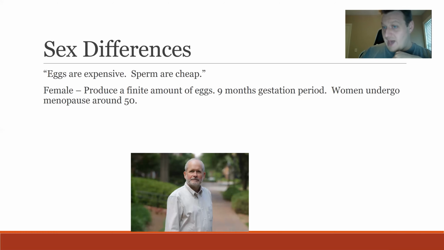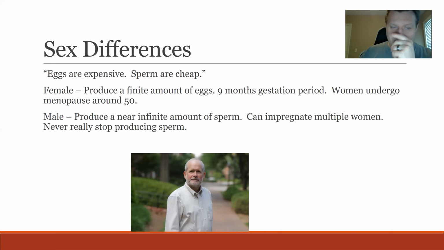Now, how about if you're a guy? How about if you're a male? Males produce a near infinite amount of sperm. They produce trillions and trillions and trillions of sperm. They can impregnate multiple women at the same time. So instead of having one kid at a time, well, except for twins and octuplets and things like that, but those are atypical, men can have a virtually infinite amount of children all at the same time.